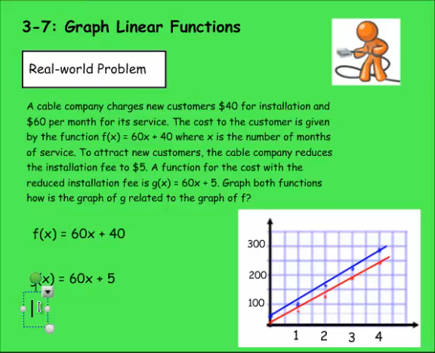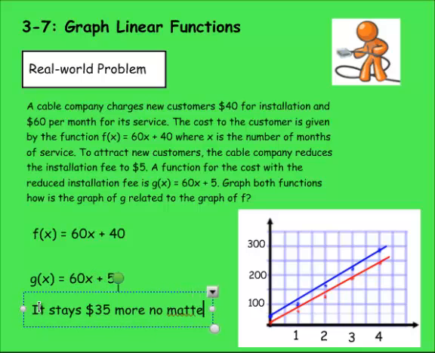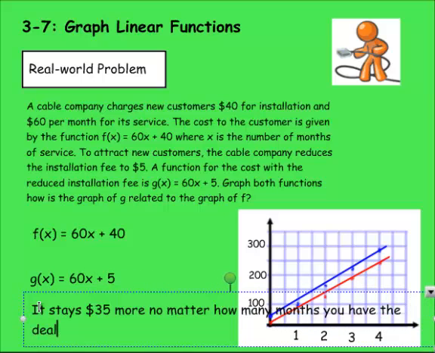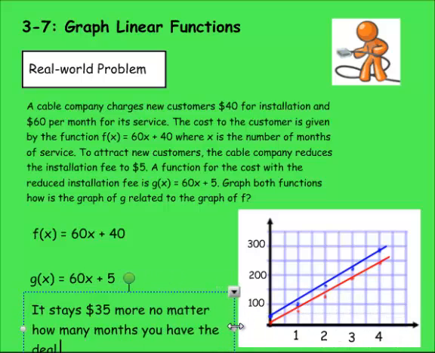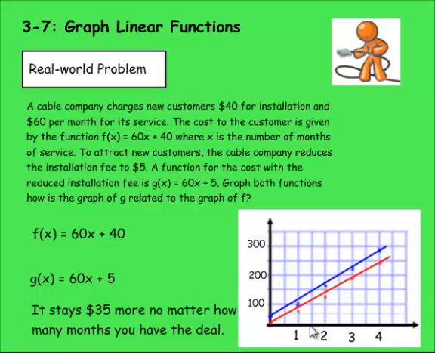It stays no matter how many months you have the deal. And that's an important concept to learn here because no matter what, you're paying that $60 per month. So that's going to be the same. The only difference is at the beginning you only pay 5 here where you paid 40 with the original deal. And that's where you're going to see the difference on the graph.